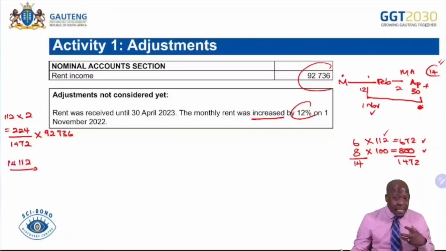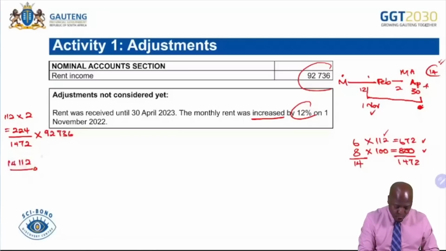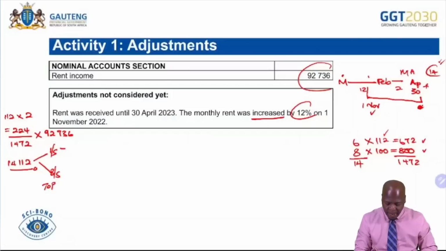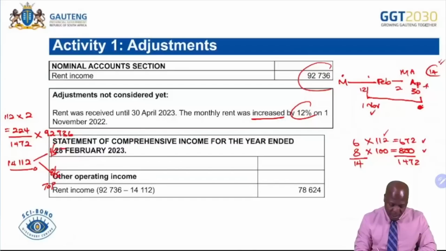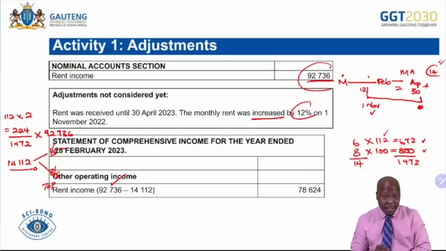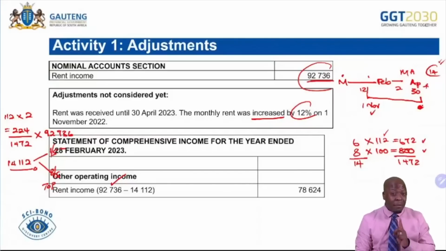And once we have income received in advance, it must be adjusted in 2 places. That is, namely, your income statement and your balance sheet. In your income statement, this is income received in advance, so we subtract it. In a balance sheet, it goes to trade and other payables. All right, let's see. So in our income statement, we're saying under other operating income, here's my rent. So I'm taking the amount from the nominal account section, the 92,736. And then remember to open brackets, very important. Then you come and you minus the income received in advance.